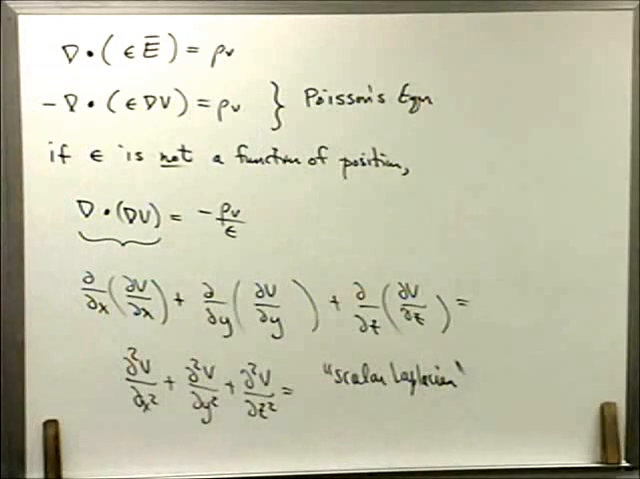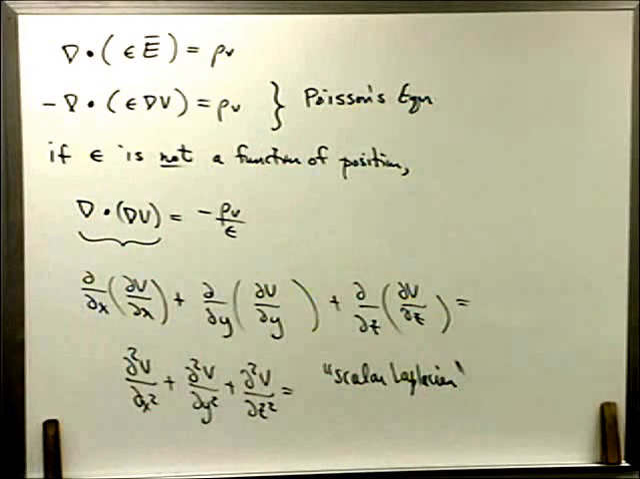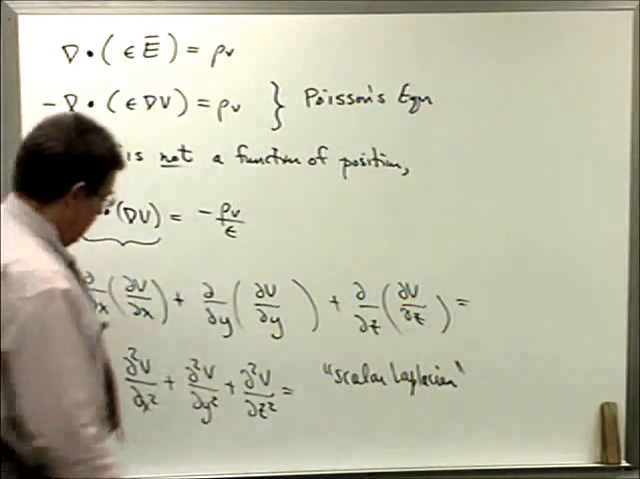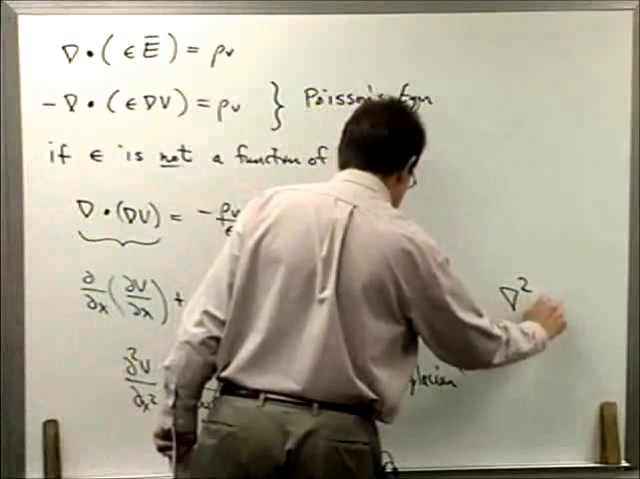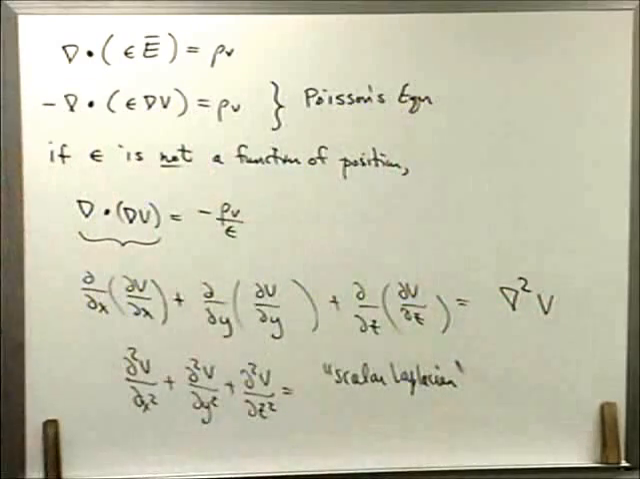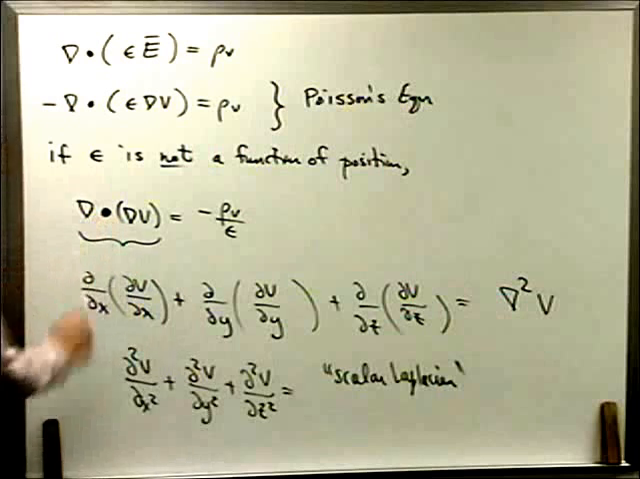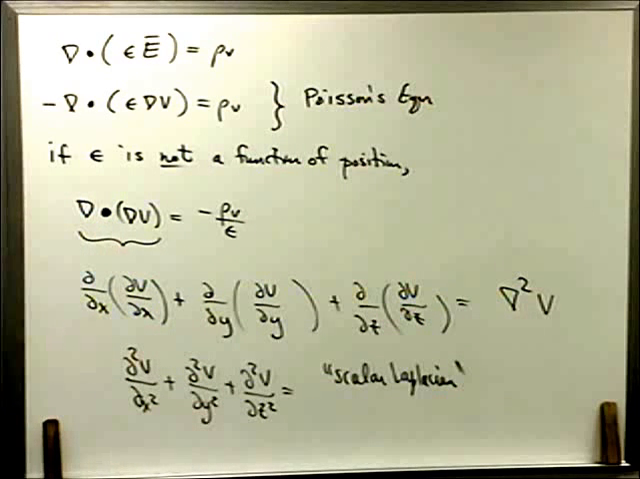So you may have encountered that before in a differential equations class or somewhere. And we normally denote this operator with the notation del squared. So it's really a shorthand way of just writing divergence of the gradient here.